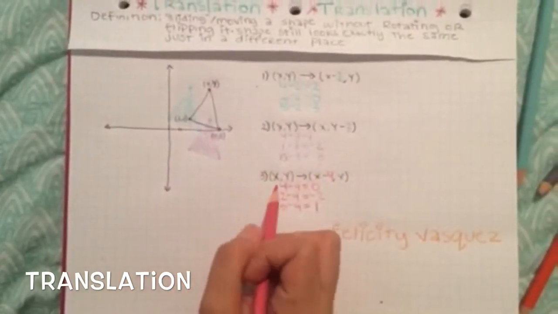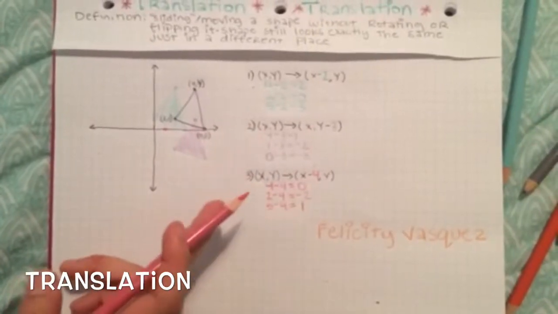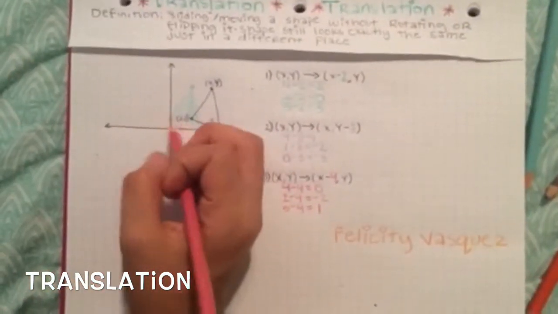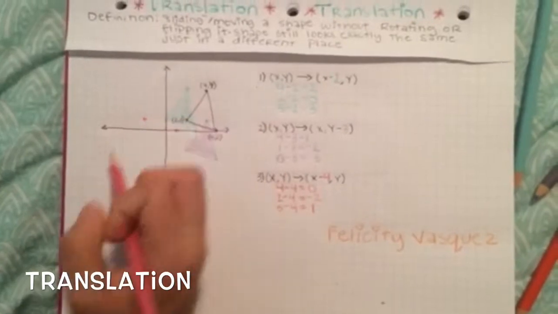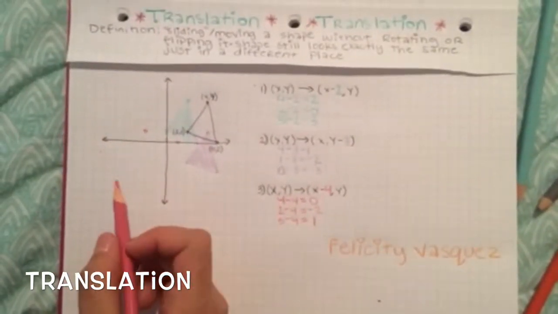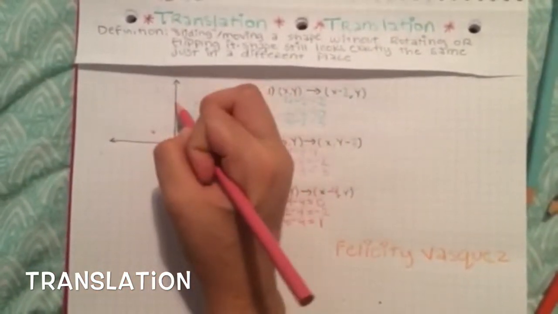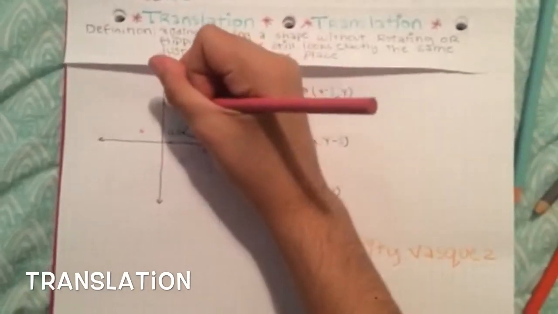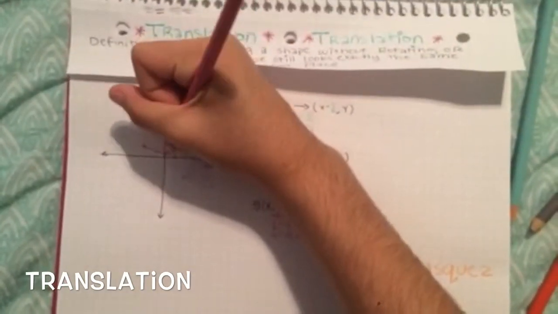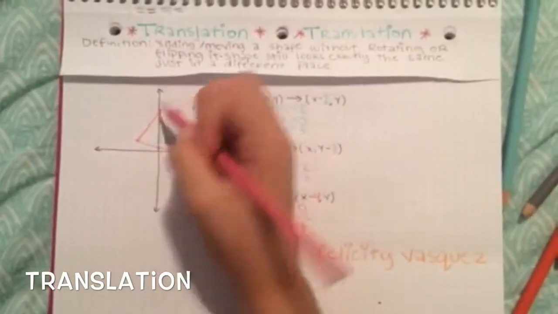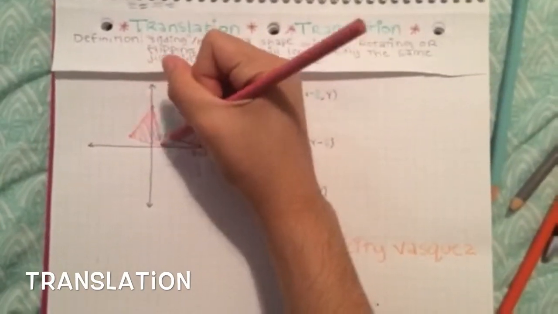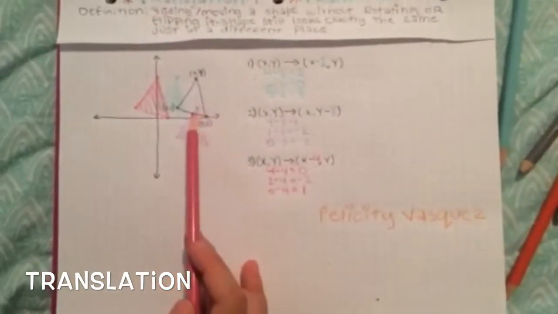The 2 would go all the way to the -2. And the 4 would go all the way to 0. And you would get this shape right here. See? So you're basically sliding it.